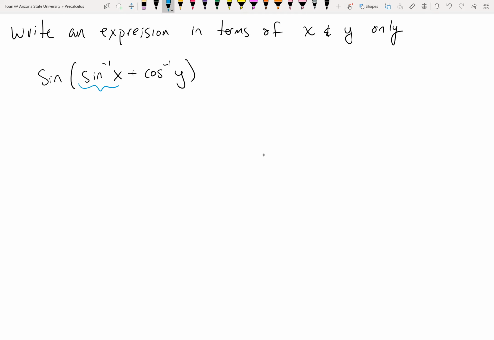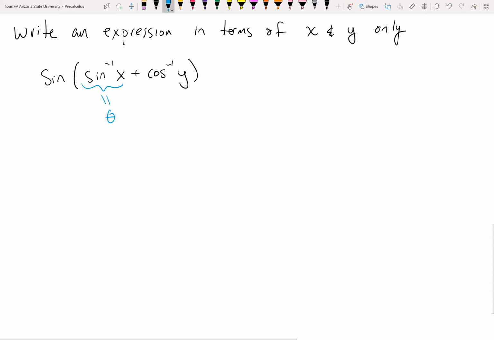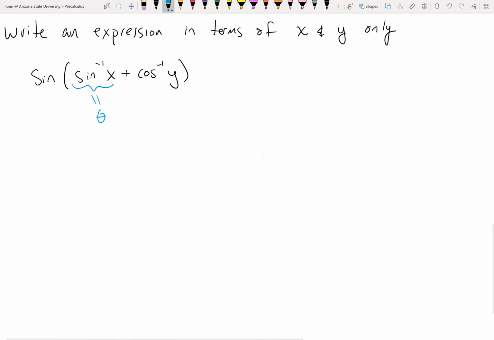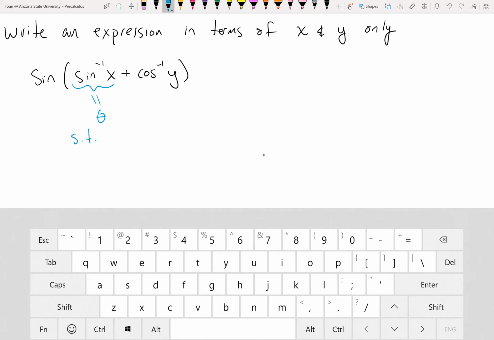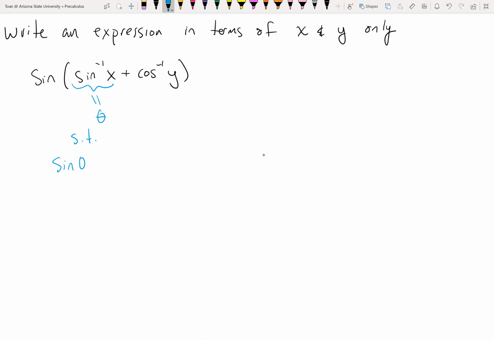So this sine inverse of x should equal some angle. I don't know what that angle is. Let's call it theta. But I do know one thing about this theta. I do know that sine inverse of x equals theta such that the sine of that angle is x.